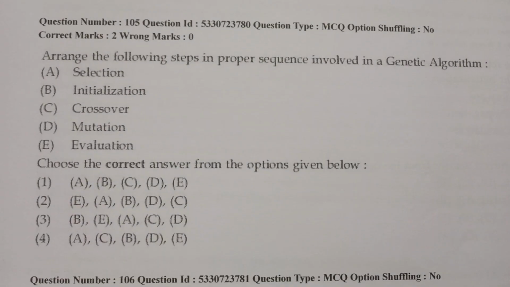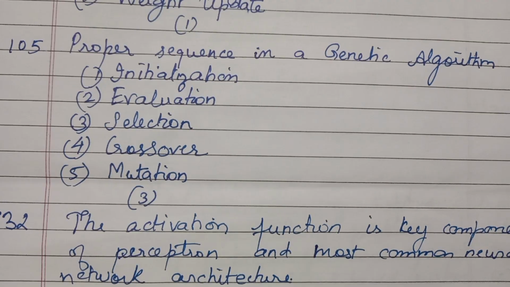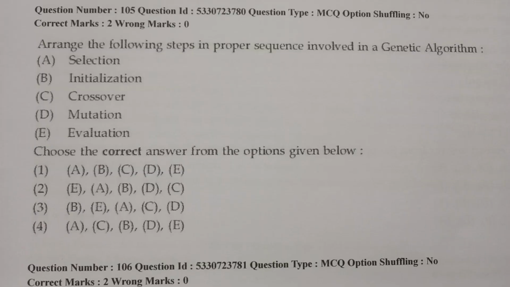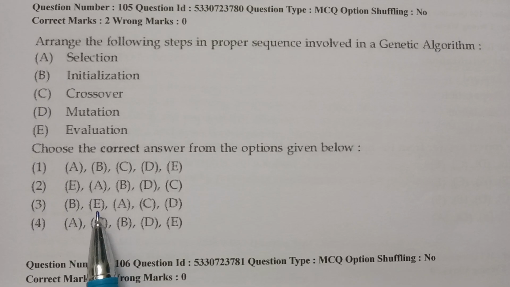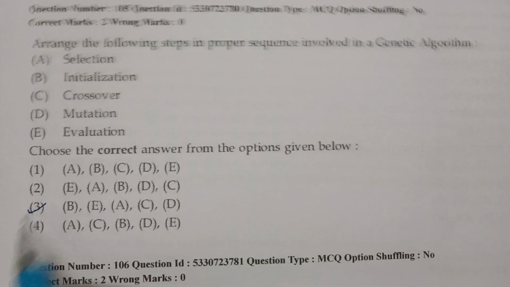Next question number 105. Arrange the following steps in proper sequence involved in a genetic algorithm: selection, initialization, crossover, mutation, and evaluation. The proper sequence in a genetic algorithm is first initialization, then evaluation, then selection, crossover, and mutation. So the correct option is option number 3. Initialization, evaluation, selection, crossover, then mutation. So the correct option is option number 3.